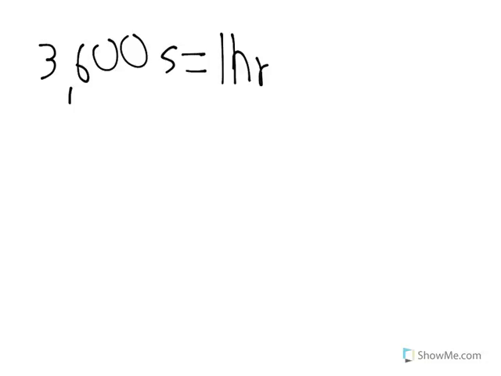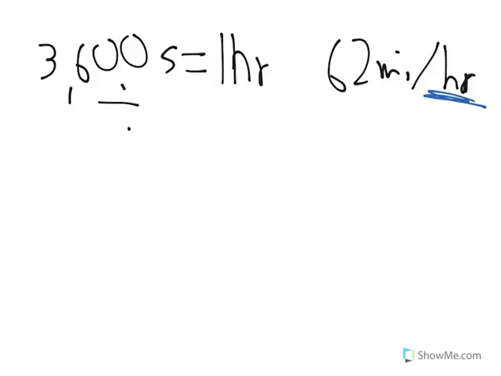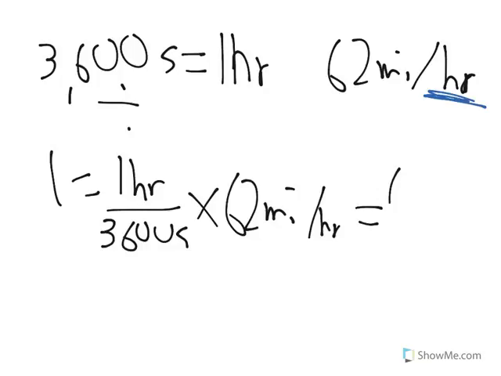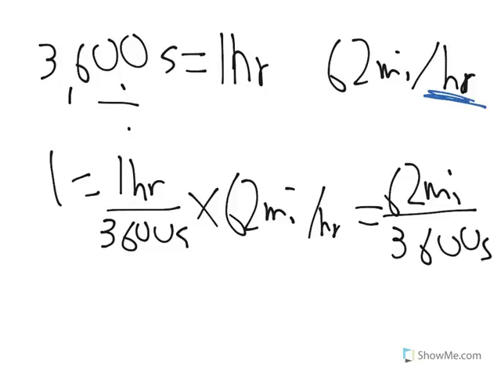So let's look back. 62 miles per hour. This is unique for us. Hours is on the bottom, so we don't want to put hours on the bottom this time. We want hours on the top. So let's divide through by 3,600 seconds. Now we get 1 is 1 hour divided by 3,600 seconds. Multiplying this by 62 miles per hour, and we get 62 miles per 3,600 seconds.